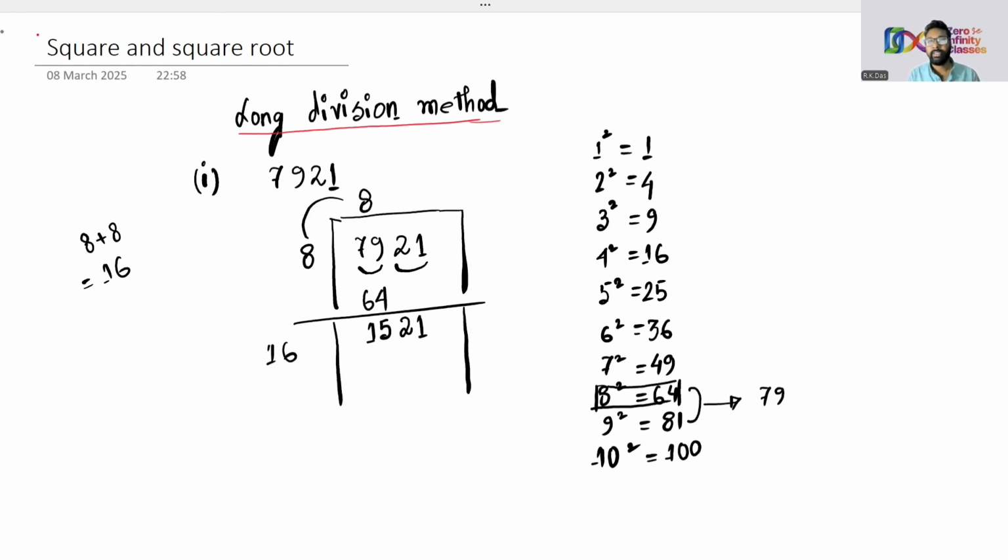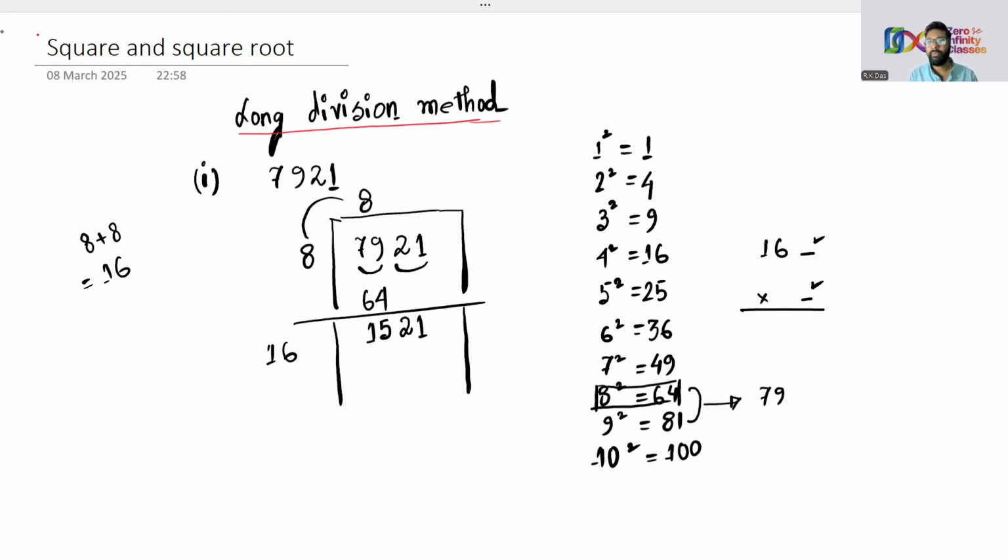Then the next step is we have to write 16, then give a blank here, then also a blank, and we have to find a number. That number should be the same. That means in this box and in this box we have to take the same number in such a way that we will get 1521.